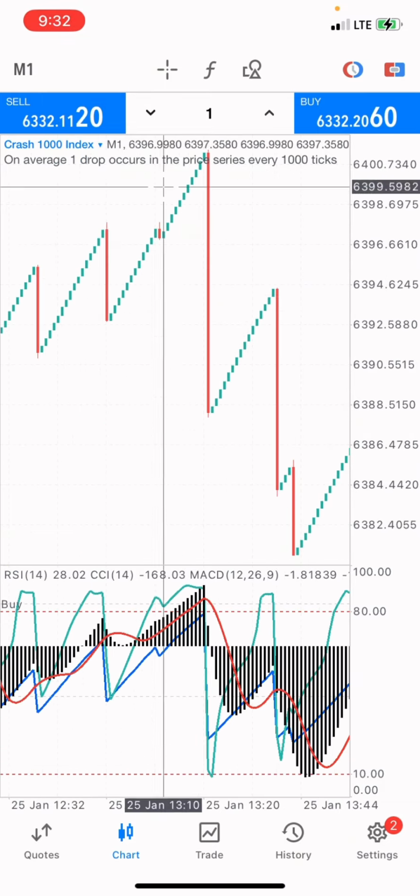So guys, I believe after watching this video, you understand what I just said to you guys on how to trade this Crash market successfully using this powerful strategy with 3 indicators that I've just shared with you guys.